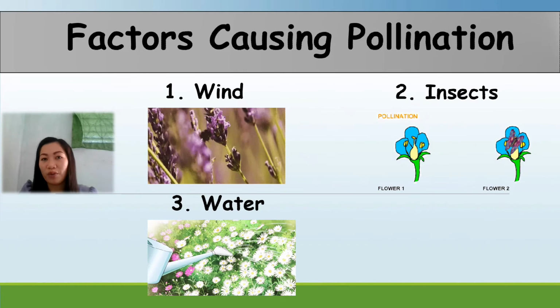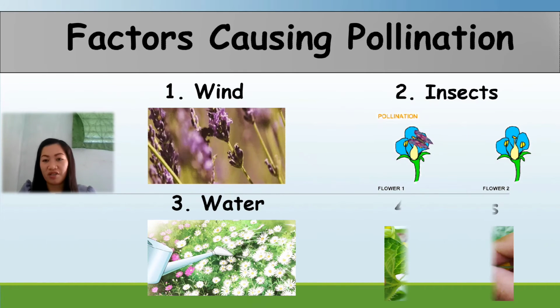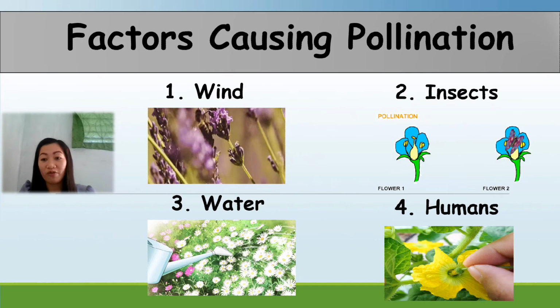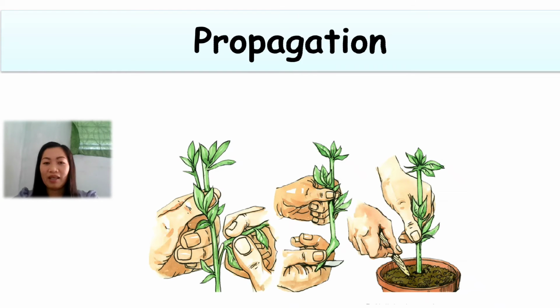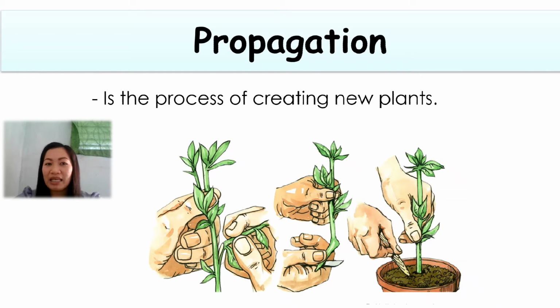And we have the third one, the water. And also we have the humans. Now it's time to talk about propagation. Propagation is the process of creating new plants. Again, it is a process of creating new plants, meaning that is propagation.